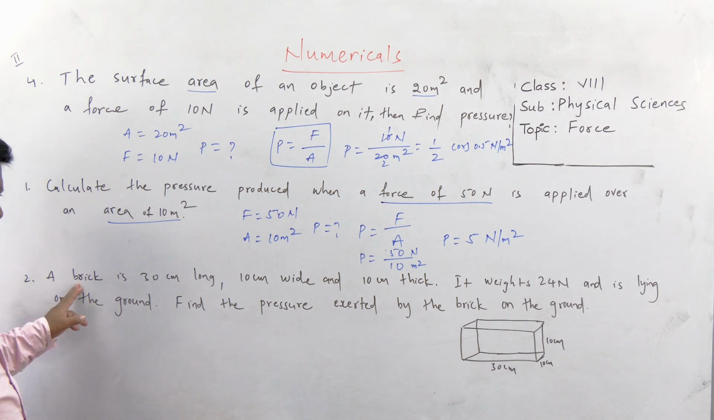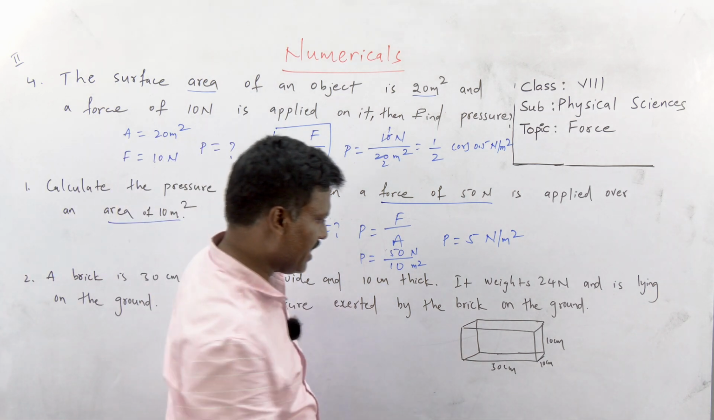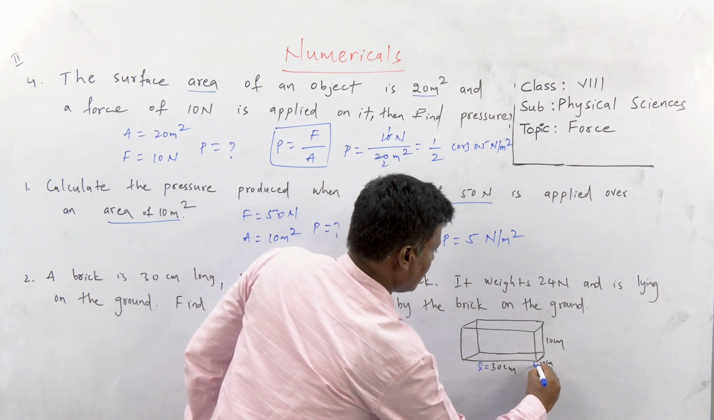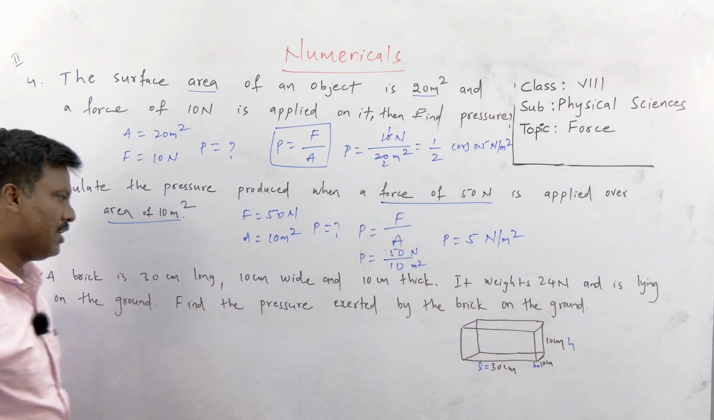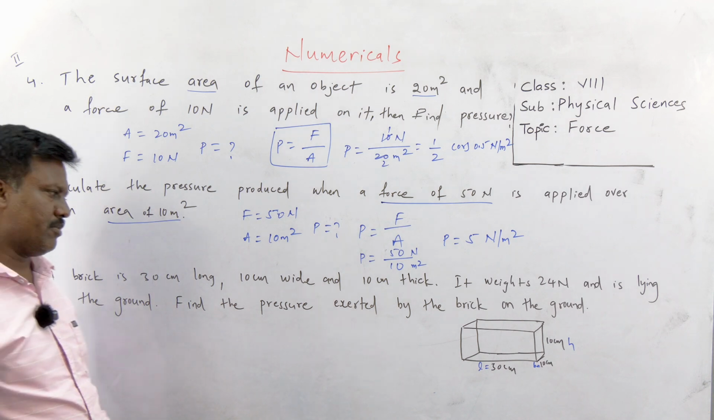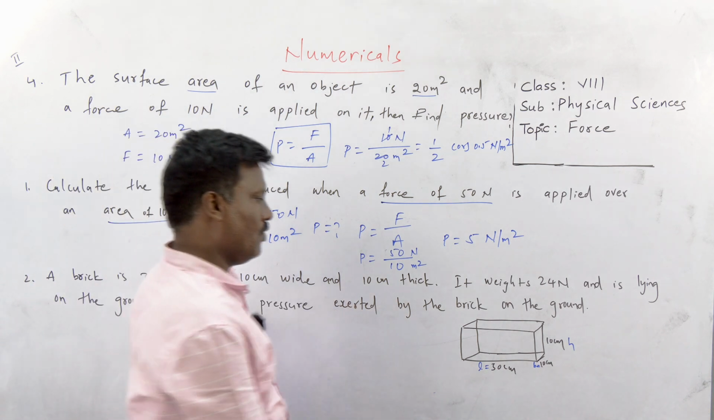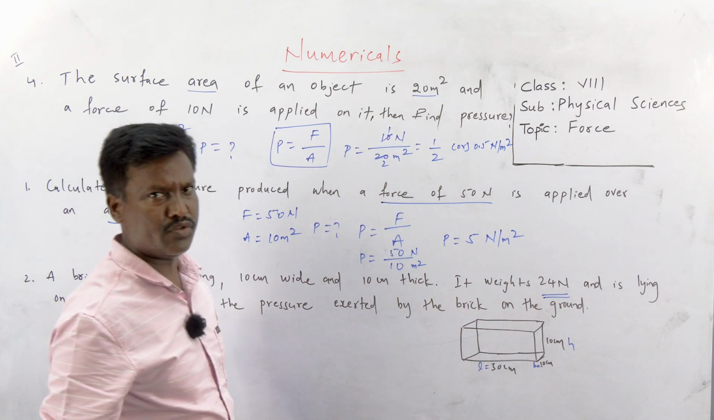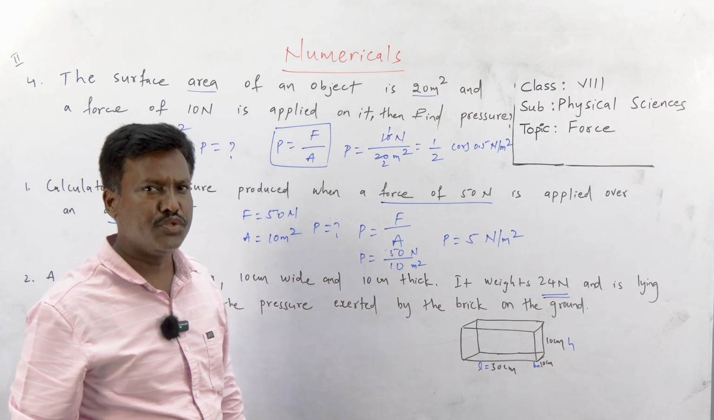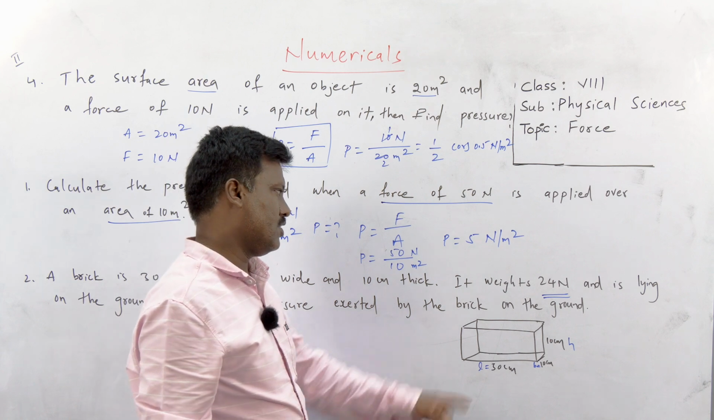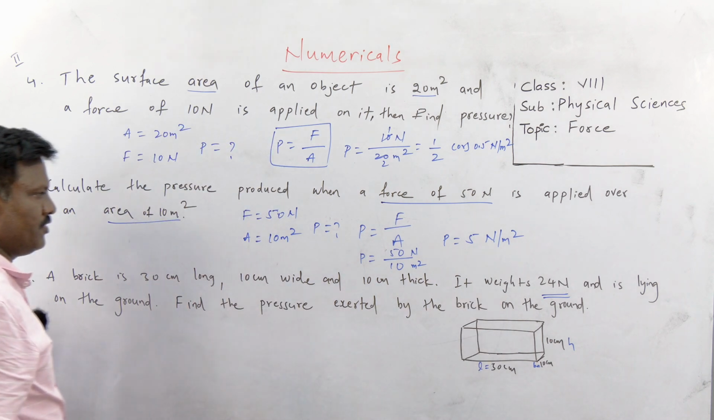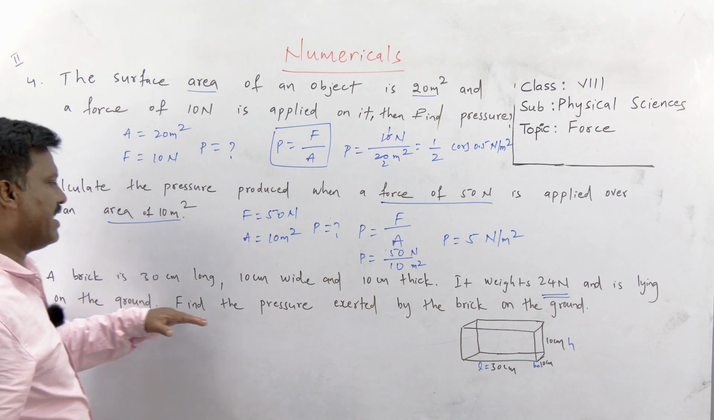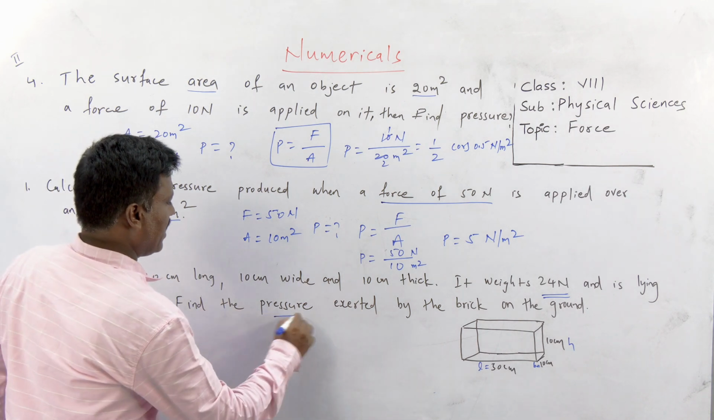Coming to here, there is a brick. This brick has a length of 30 centimeters. This is length, this is breadth, and this is height, okay. So it is cuboid in shape. This weighs 24 newtons. So what is the weight of this brick? 24 newtons. Weight is nothing but force. Weight is due to gravitational force, okay. W is equal to mg. So force is given as 24 newtons on the ground. Find the pressure exerted. Again we have to calculate the pressure.